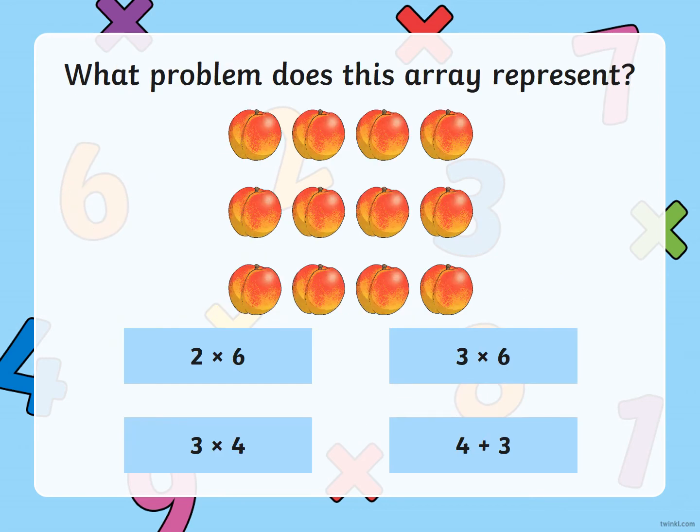So, question 1. What problem does this array represent? 2 times 6, 3 times 6, 3 times 4, or 4 add 3?